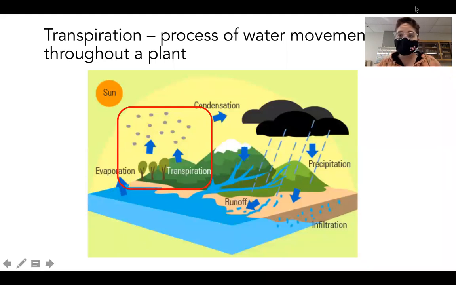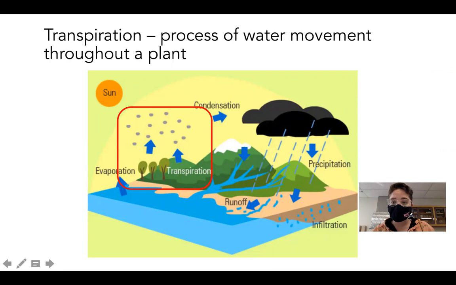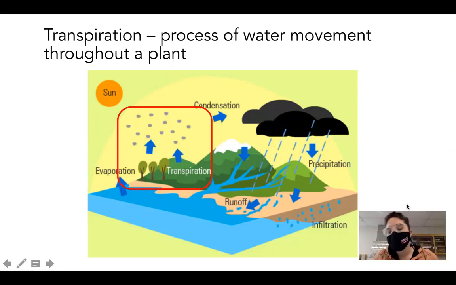I just wanted to remind you all that transpiration is the process of water movement throughout a plant. You can see that I've highlighted it in red here. Water will enter through the roots, move up the body of the plant, and then exit through the leaves. And this is a small but important process of the water cycle.